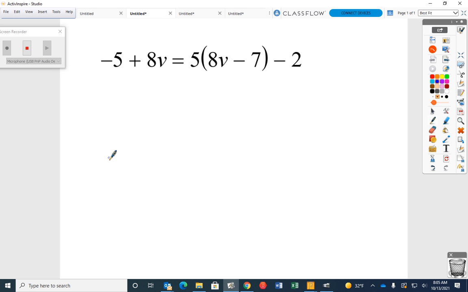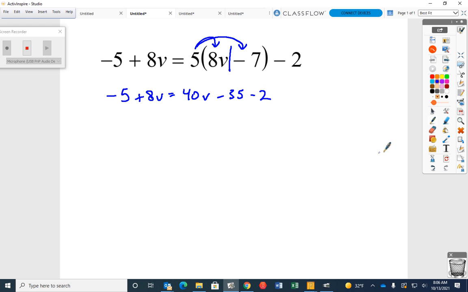Okay? So I need to get rid of what here, guys? Parentheses. So how am I going to do that? I'm going to distribute, right? Okay. Am I doing anything with this side? No. So I'm just going to do what? Bring that down. Okay. Now, I need to get rid of these parentheses, so I'm going to separate these terms, right? What is 5 times 8v? 40v. What is 5 times negative 7? Negative 35. And then did I do anything with this minus 2? No, so let's bring that down.